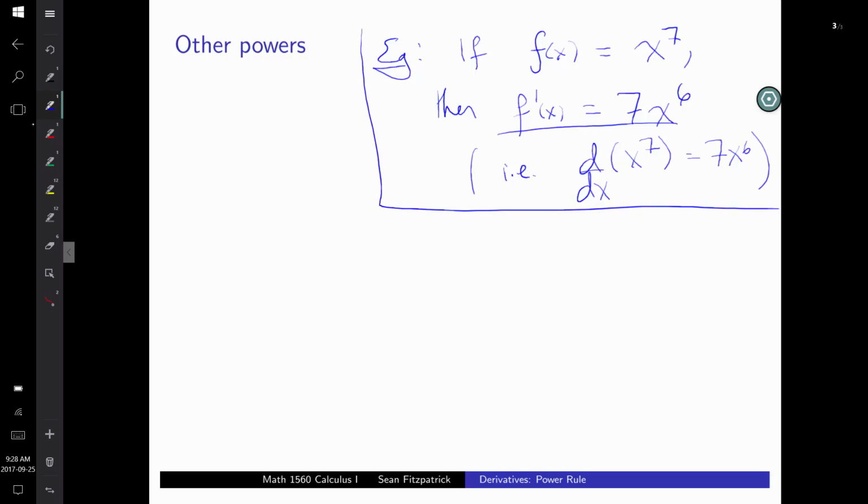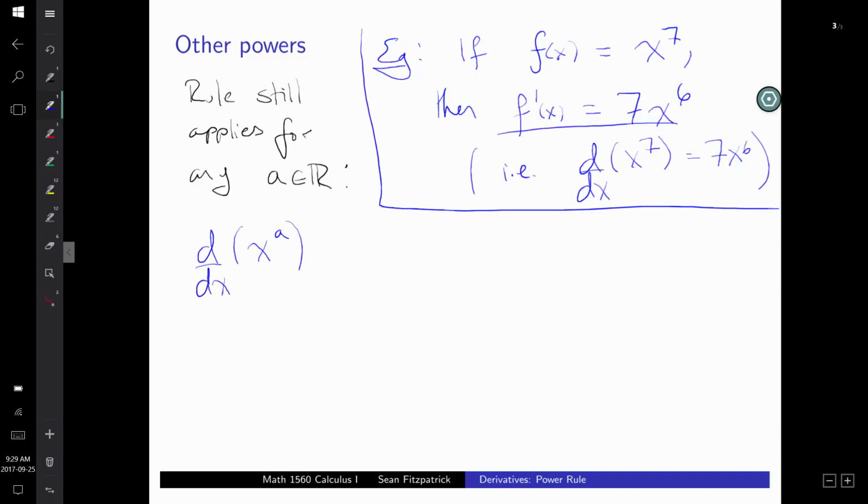Just as an aside, you can also use the power rule for other powers. The power rule still applies for, in fact, any real number a. So if you want to take the derivative with respect to x of x to the a, it doesn't matter what kind of number a is. It could be a fraction, it could be negative, it could be an irrational number like a root. It doesn't matter. The power comes down in front, and you subtract 1 from the exponent.